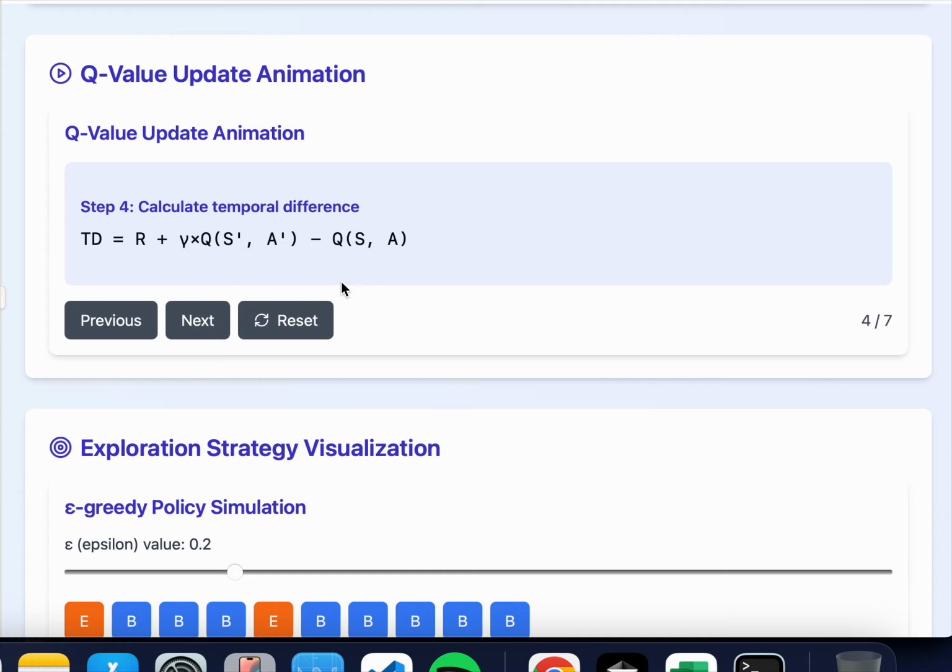Okay, temporal difference here. What's happening here? We need to compute what's called the temporal difference, the TD. This measures how far off our original guess was. So here's how we calculate it. It's the reward plus the discounted estimate of future return, that's gamma times Q of s' a', minus our current Q of s a.